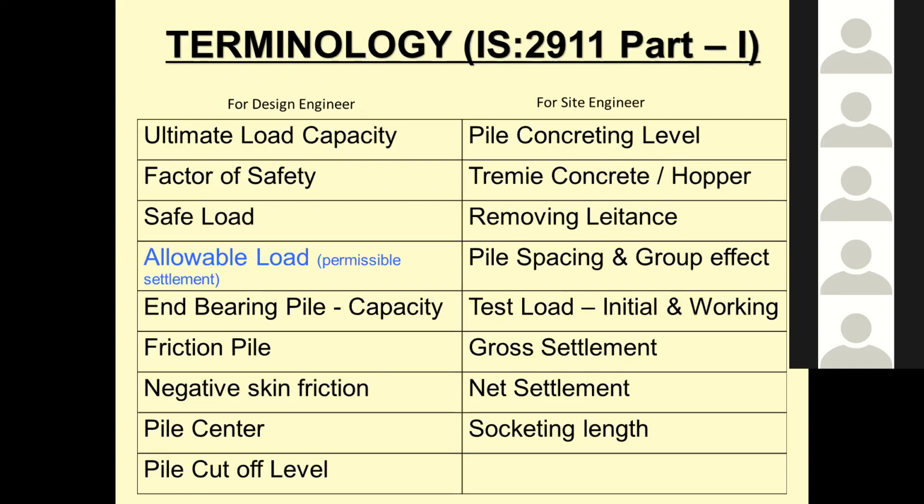Now terminology. This terminology is given in IS 2911 Part 1. There are about 19 different terminologies which have been described. I have picked a few. I have tried to describe them in detail. Of course, this is very much given in IS 2911 Part 1.